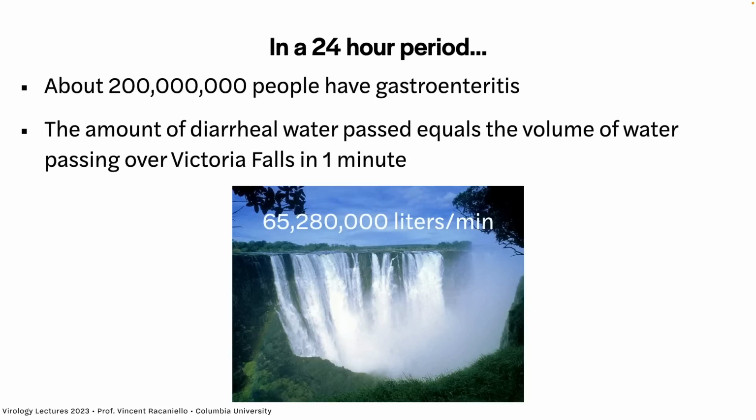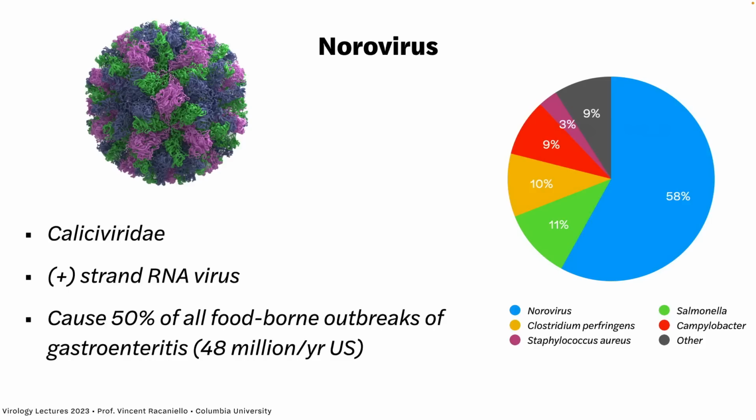And the amount of water they pass equals the volume of water passing over Victoria Falls in 1 minute, which is 65 million liters per minute. Next time you're at a party, you should tell people this. I think it's an impressive 1 minute. That's a lot of diarrheal virus. So what does this? It's mostly norovirus.